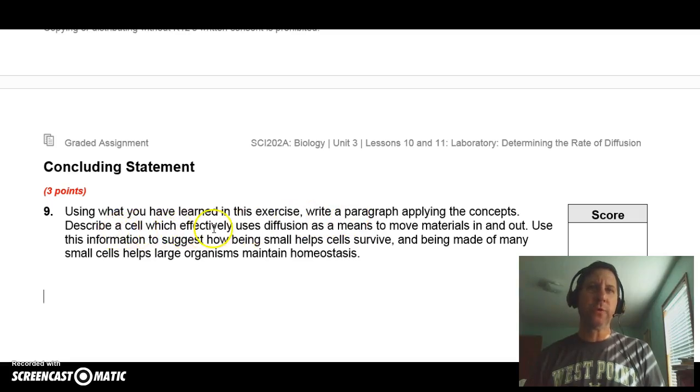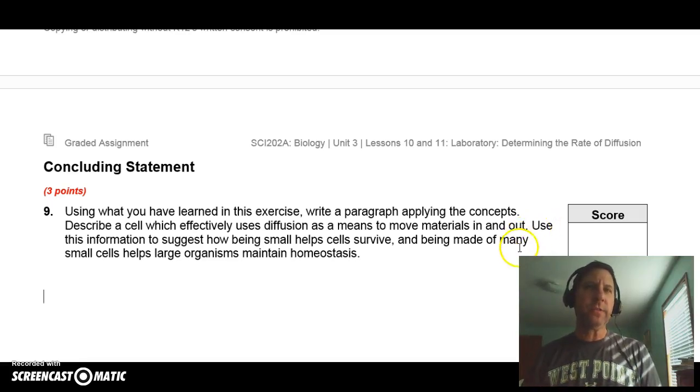Describe a cell which efficiently uses diffusion as a means to move materials in and out. Now remember, diffusion again is what? It's passive. It does not require energy. That is a good thing for an organism or for a cell, not to use energy.